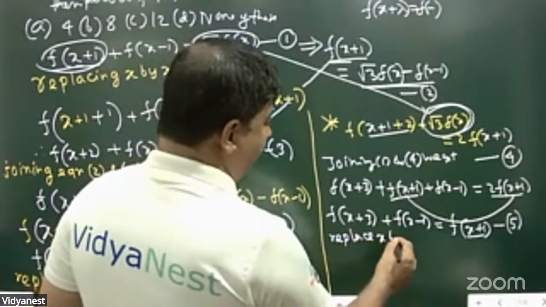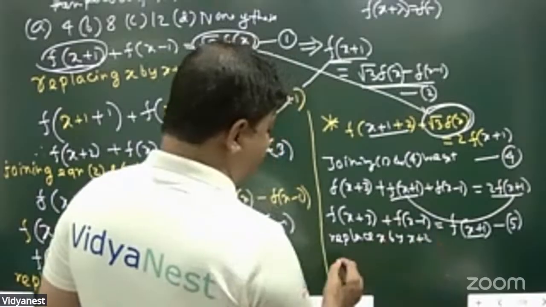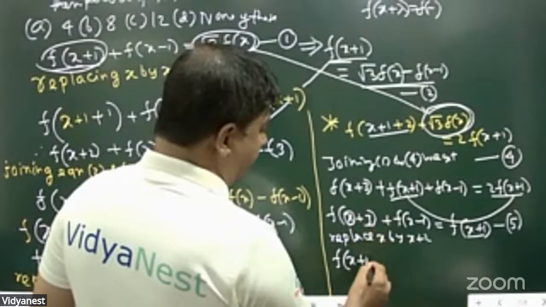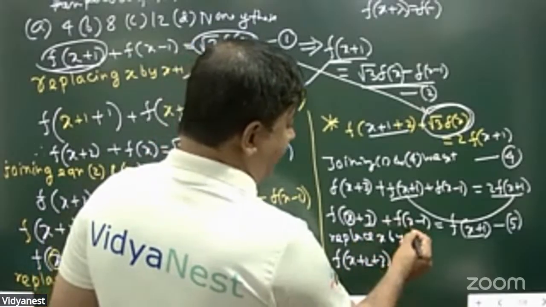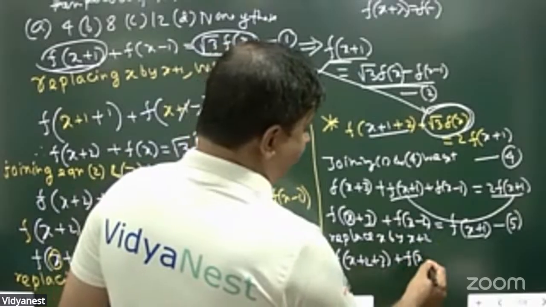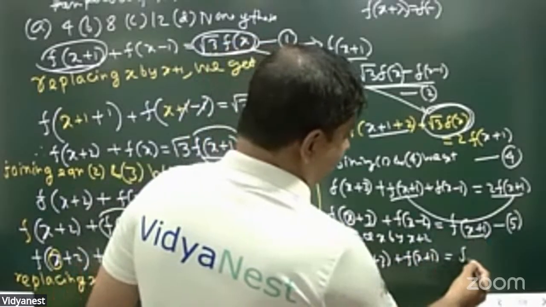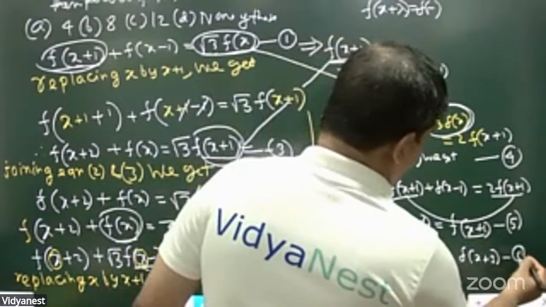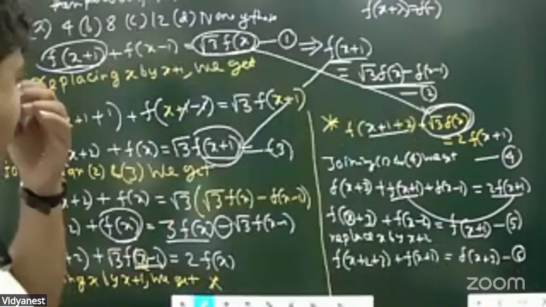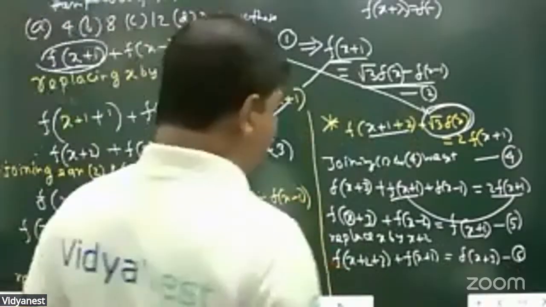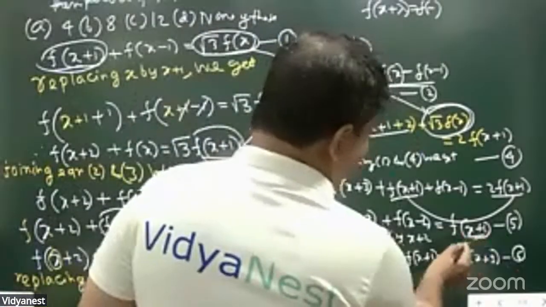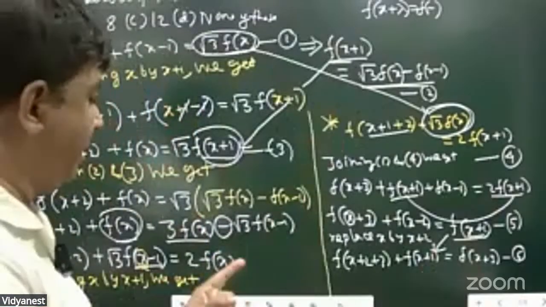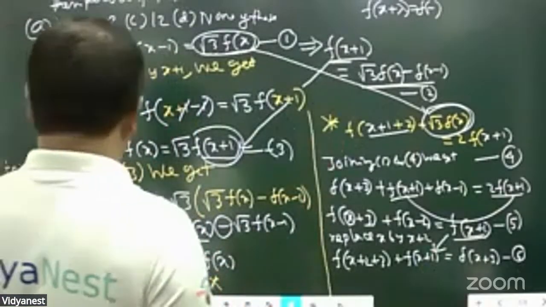Replace x by x plus 2. So in place of x, x plus 2 plus 3, x plus 2 minus 1, f(x plus 1). So I can connect f(x plus 2 plus 1), f(x plus 3). That is equation number 6. What is the relation between 5 and 6? You see, here also you are getting f(x plus 1), f(x plus 1). So we can combine them.